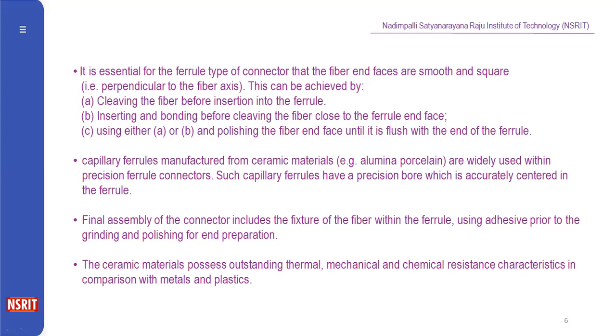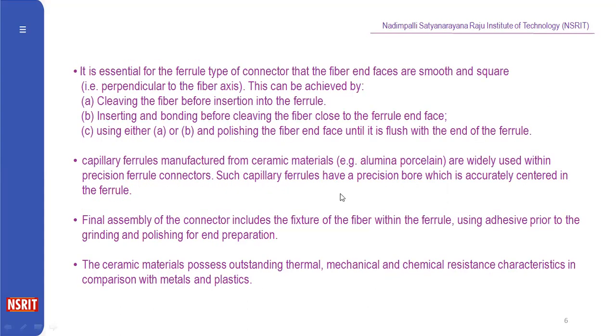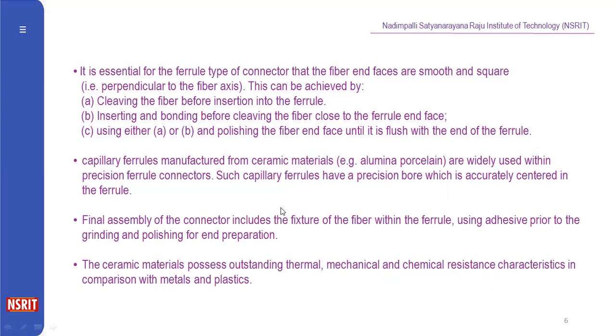We need to maintain both, and then the extra thing that we need to add is polishing the fiber end face until it is flush with the end of the ferrule. It should be polished properly. Then the capillary ferrule, manufactured from ceramic materials, is widely used within precision ferrule connectors. Such capillary ferrules have a precision bore, which is accurately centered in the ferrule. Here, the device is made up of capillary ceramic materials.